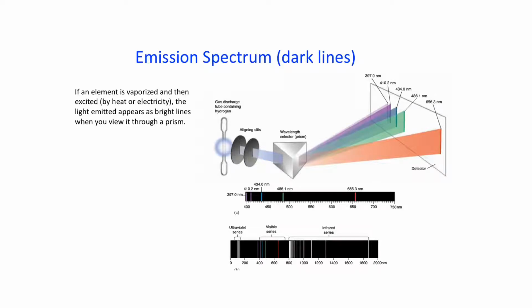Hi there, this video is going to walk through some ideas about atomic spectroscopy and our Bohr model. The first thing we'll talk about is something called an emission spectrum. Okay, so an emission spectrum is generated when you have an element that gets vaporized.